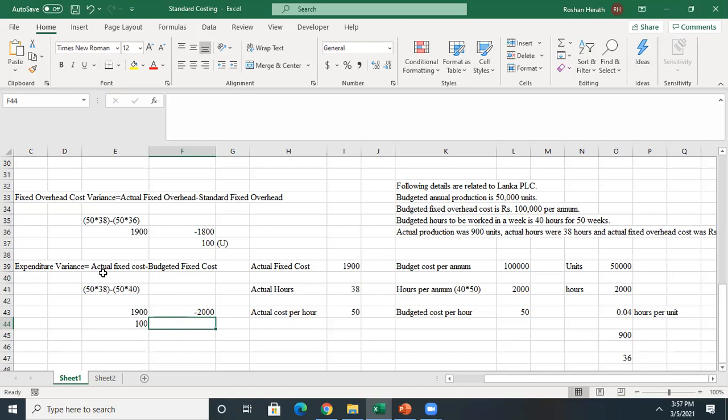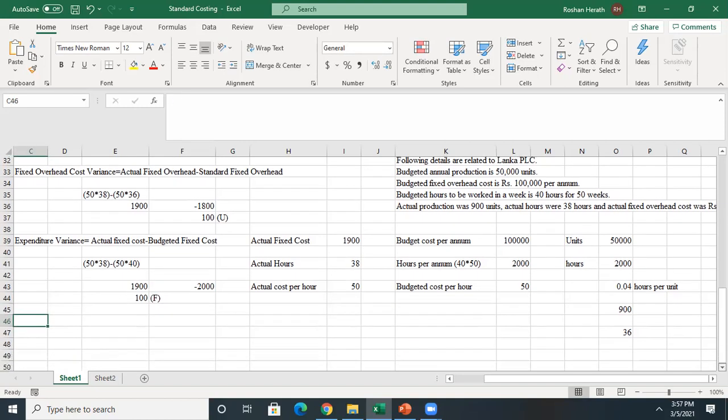Yes, you are correct, because the actual fixed cost is less than the budgeted fixed cost. You have taken the actual fixed cost as 1,900, but you have budgeted 2,000. Yes, very correct. It's favorable. Good. Then you can look at the volume variance.